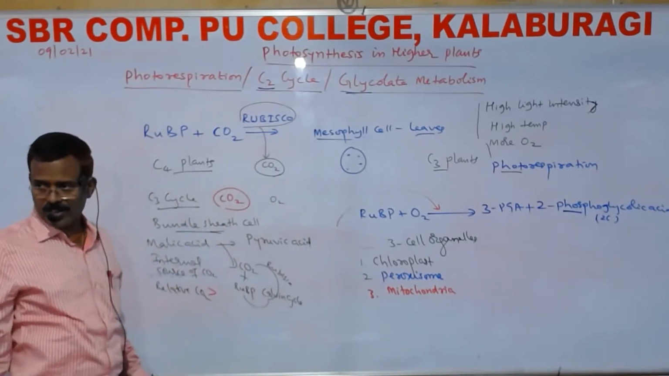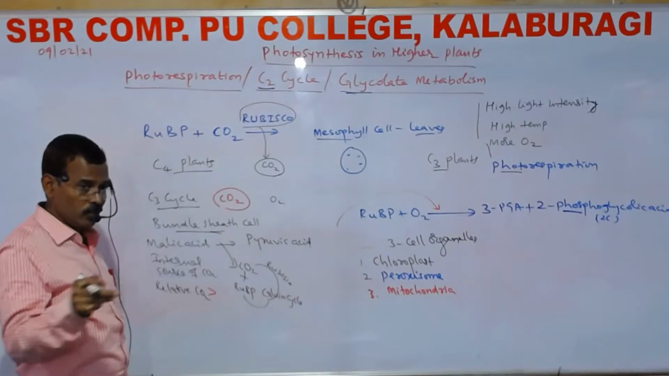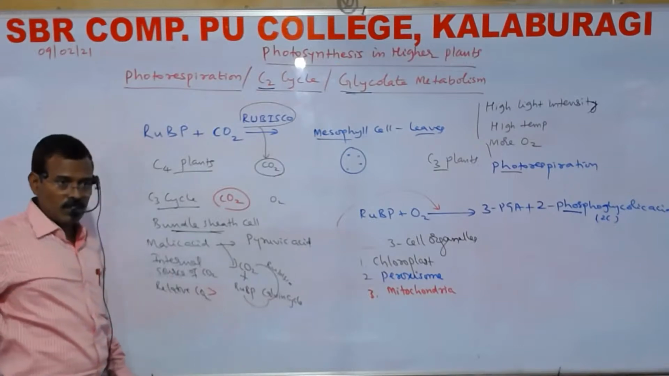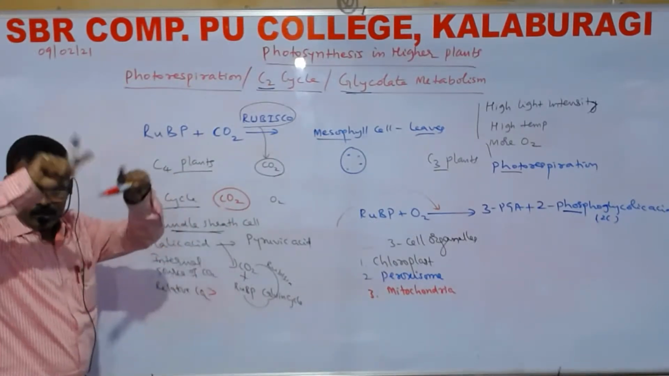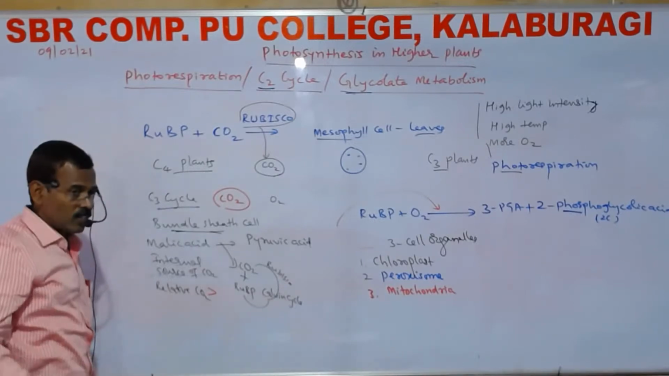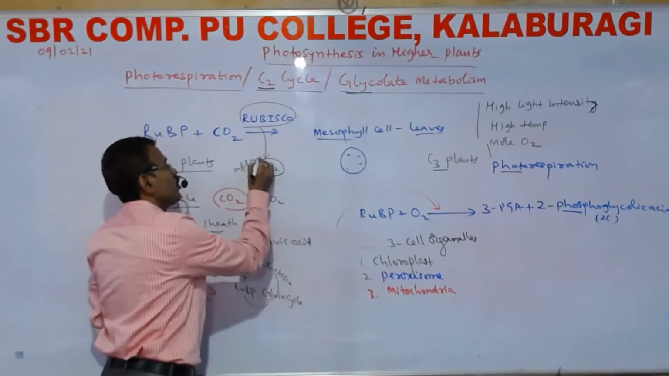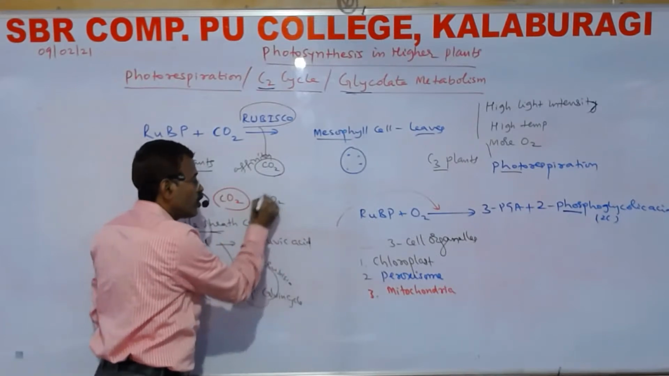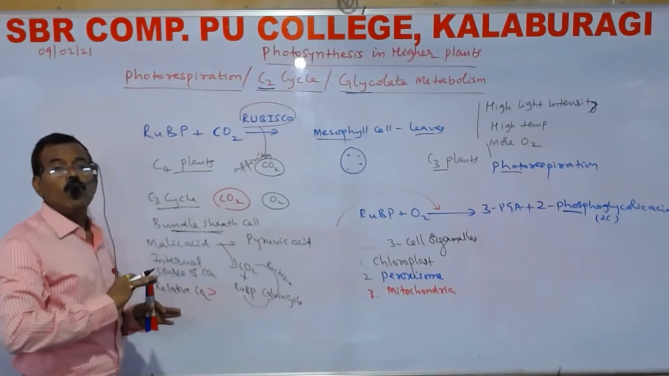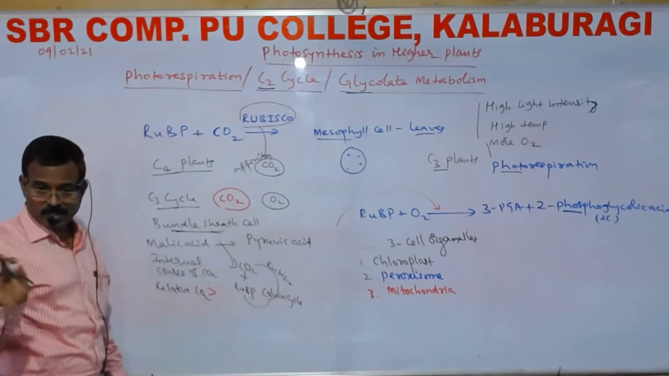The relative concentration of carbon dioxide is greater than the relative concentration of oxygen. Usually, oxygen does not so easily diffuse into the bundle sheath cells. I told you about the bundle sheath cell wall; oxygen cannot easily diffuse into the chloroplast of the bundle sheath cell. Hence, Rubisco shows affinity towards carbon dioxide instead of oxygen. Therefore, there will be no photorespiration in C4 plants.